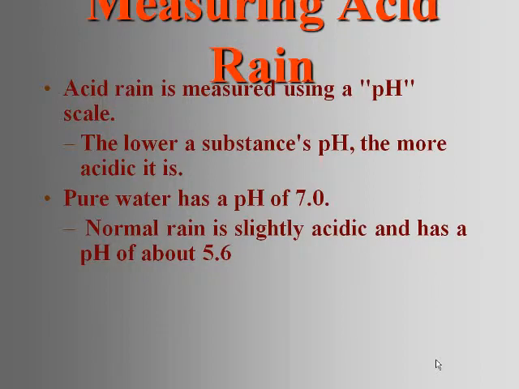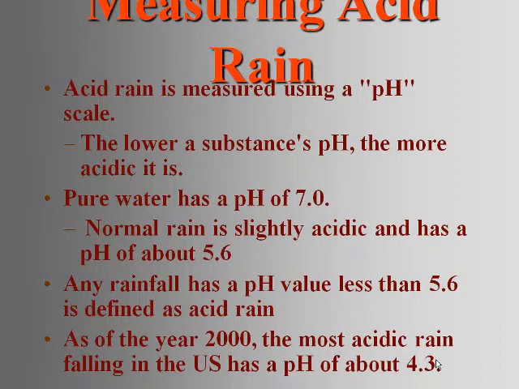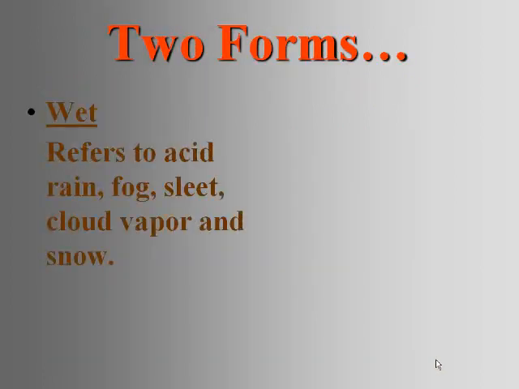Normal rain is about 5.6, slightly acidic. Anything less than 5.6 is defined as acid rain. Most of the acid rain in the U.S. in the year 2000 was about 4.3, so not necessarily hugely bad.